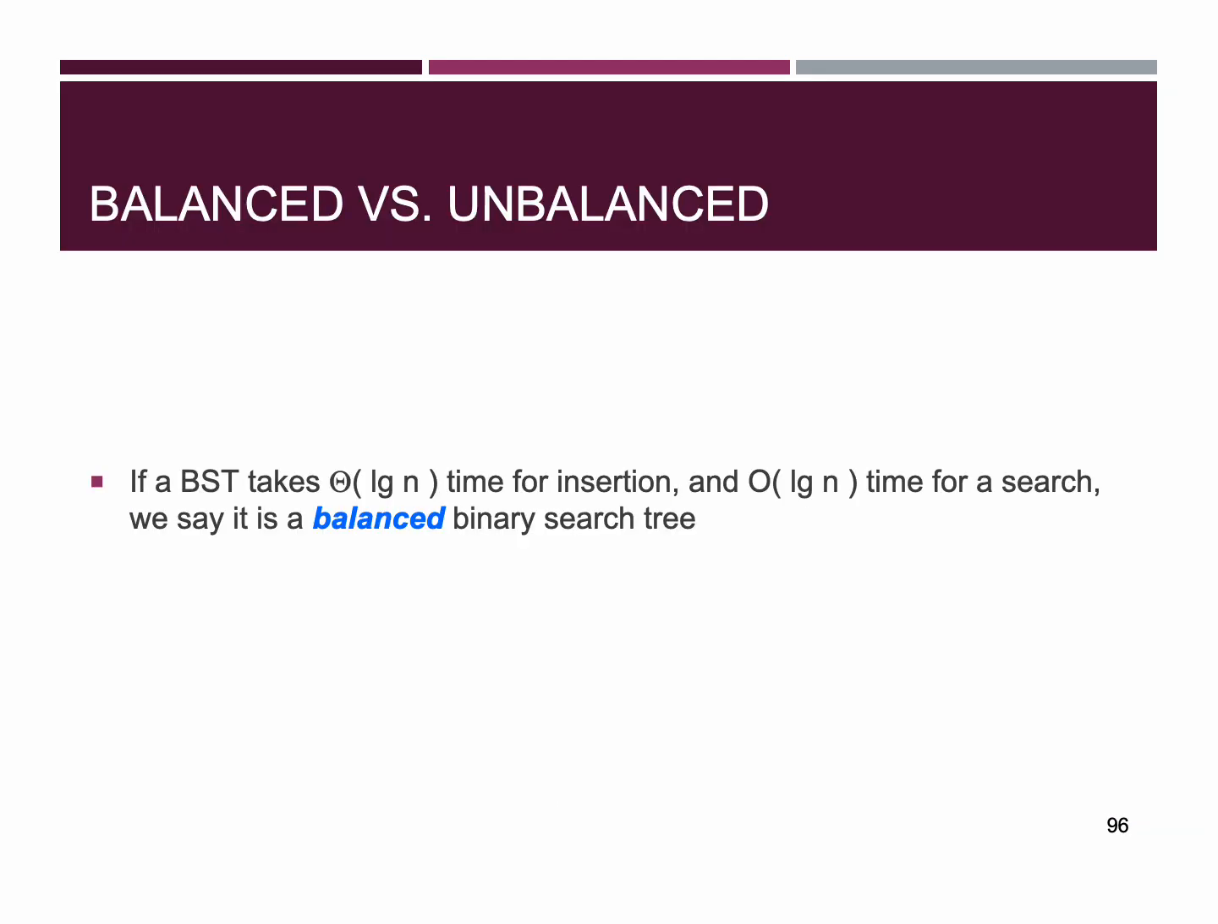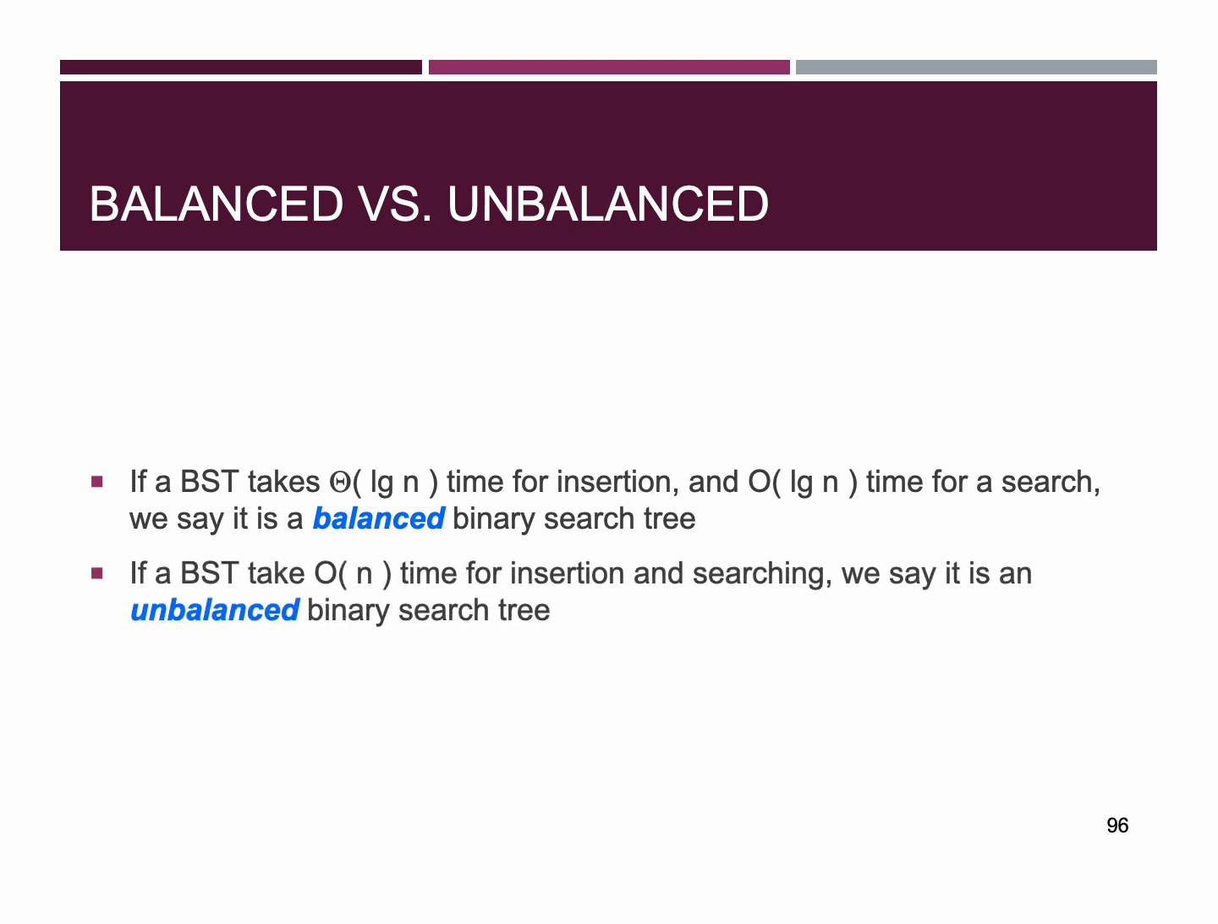Okay, now see a critical distinction in binary search trees: balanced versus unbalanced. A binary search tree is considered balanced when its operations such as insertion and search take logarithmic time, which is represented as theta log n. This balance ensures that the tree remains efficient, with its height minimized relative to the number of nodes.